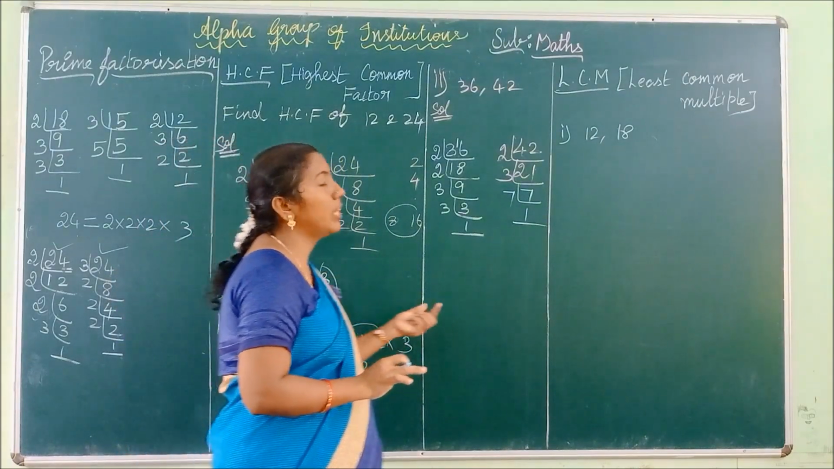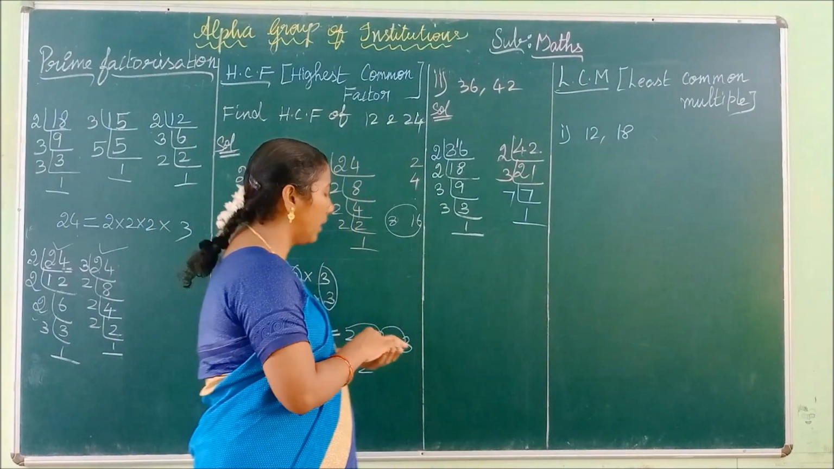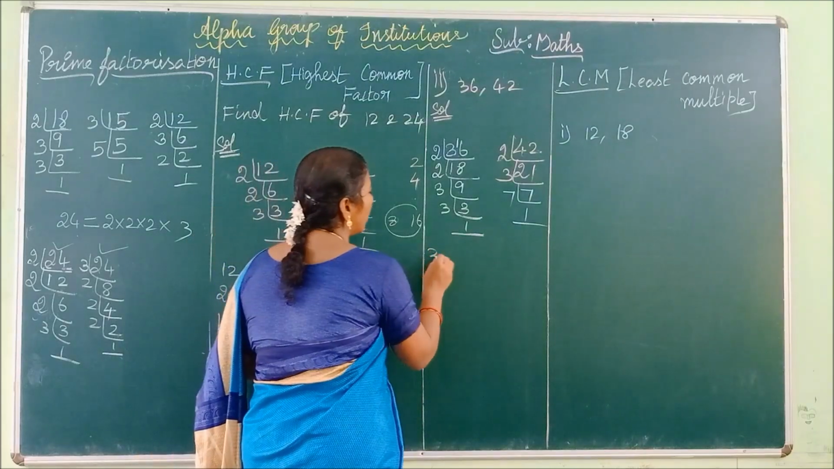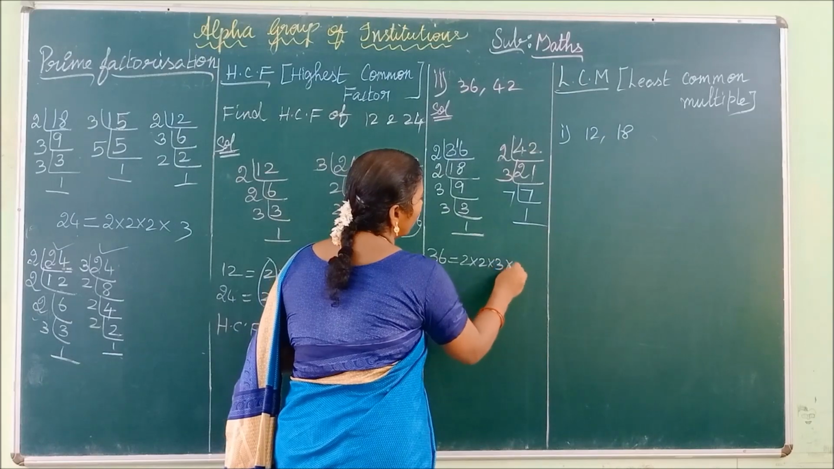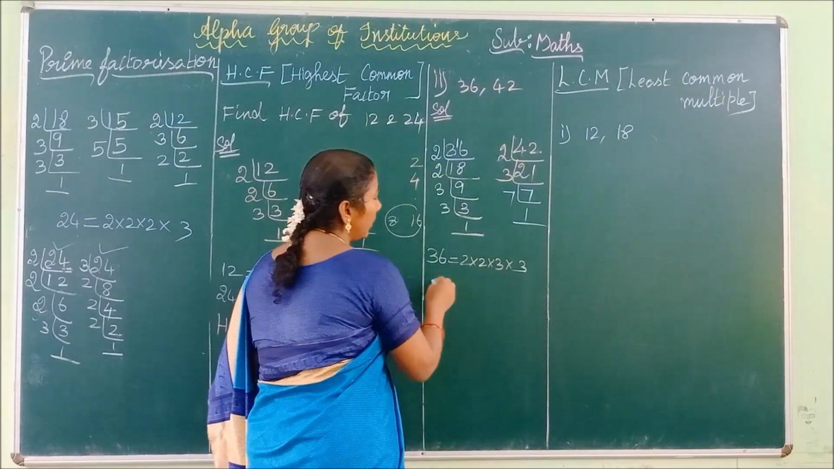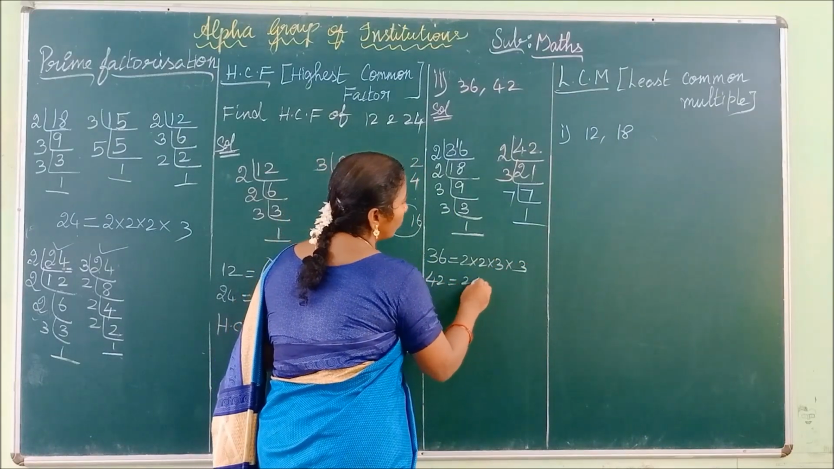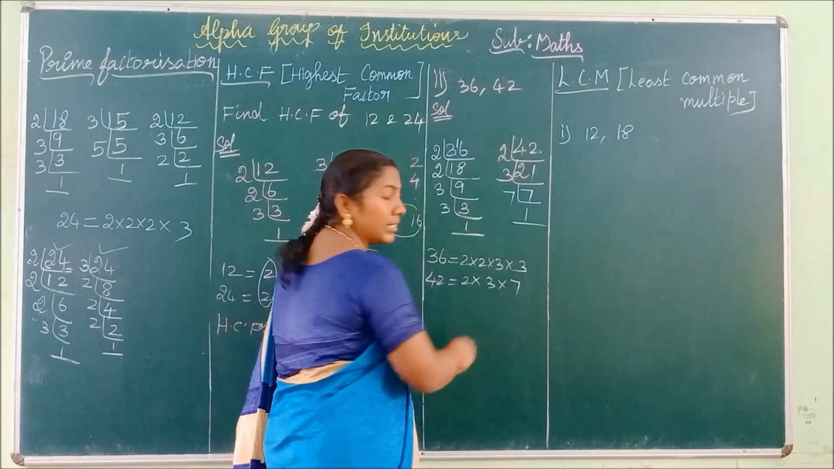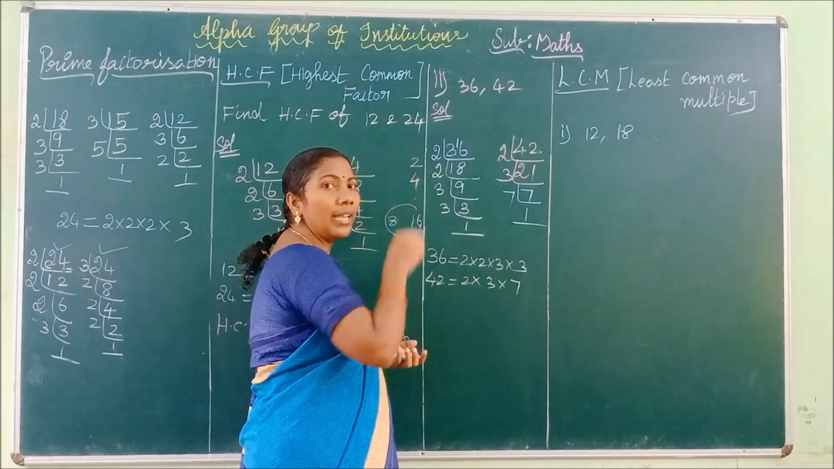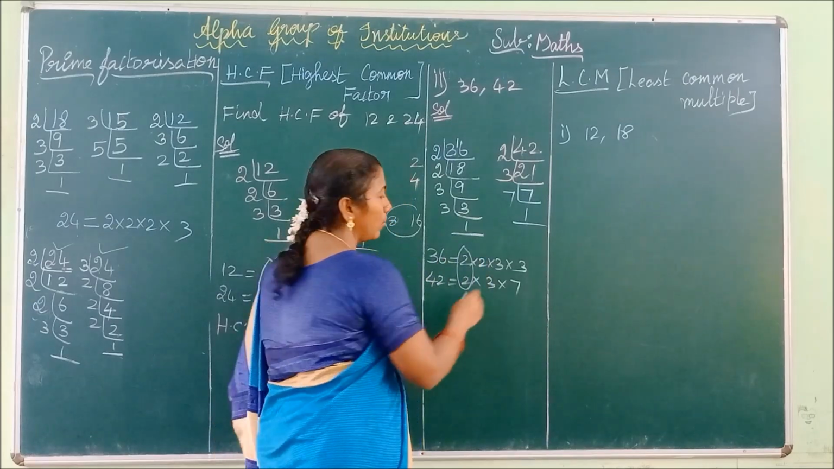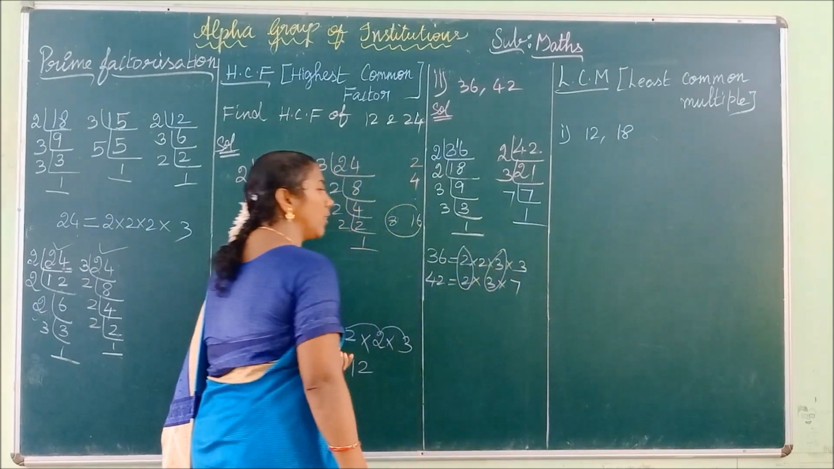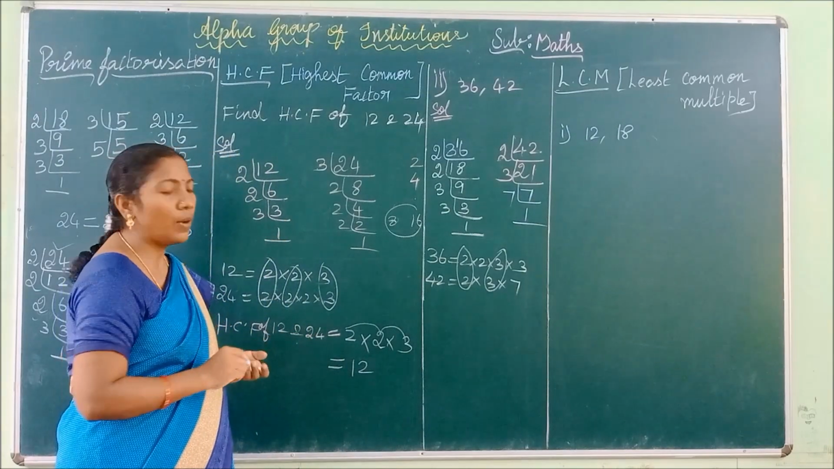Next we are going to form the HCF of the given numbers. For that you have to arrange the numbers: 36 equal to 2 into 2 into 3 into 3. Similarly 42 equal to 2 into 3 into 7. Next we have to circle the common factors. Here also we have 2, here also we have 2. Here also we have 3, here also we have 3. Thus we have circled the common factors.